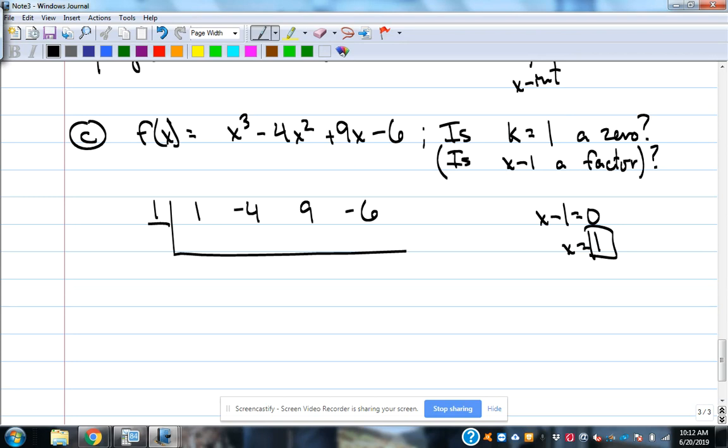Now, we're just going to run synthetic division with that. If we get a 0 in that spot right there, then the answer is yes. If we get anything else, then it's no. All right, so let's do that. Let's run it through. So we drop the 1 down, multiply, and add. -3, 6. 6 times 1 is 6. -6 plus 6 is 0. That 0 right there tells us that yes, it is a factor or it is a 0.